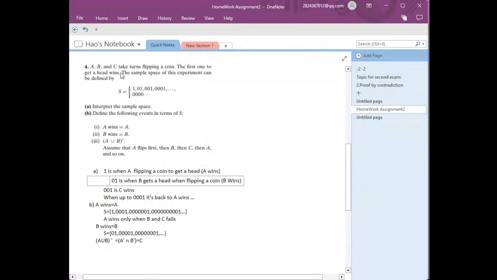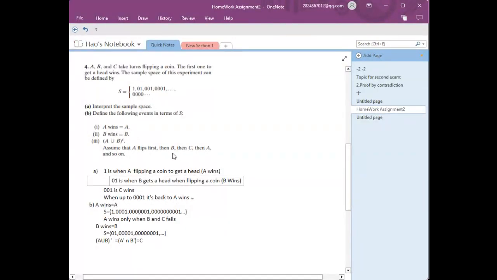Oh, I got a question from chapter 2. A, B, and C take turns flipping a coin. The first one to get heads wins, and the sample space is shown here. It tells us to assume that A is the first flip, B is the second flip, and C is the third flip, and then it goes back to A again, B, C. It keeps going on. Hold on one second, let me understand this notation. So 1, 0, 1. Oh, okay, I got it.